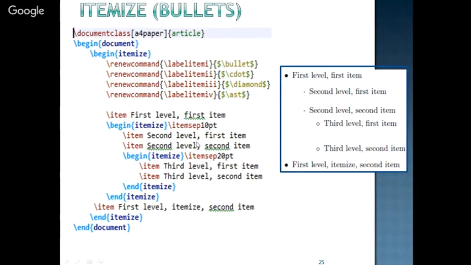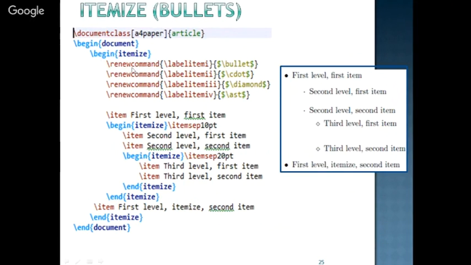Then next comes itemize or bullets. Many times in our documents you need to use these bullets or numbers. So in that case, here this is the complete LaTeX document. First thing you have to define the document class. Here I have already defined the paper size. Then begin document, which means the document environment has already started.